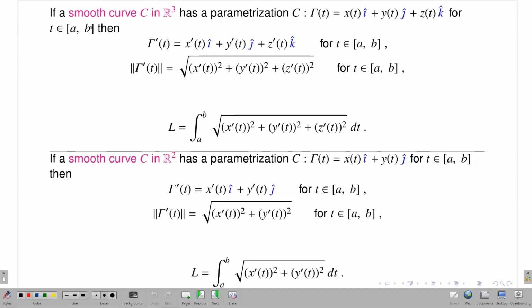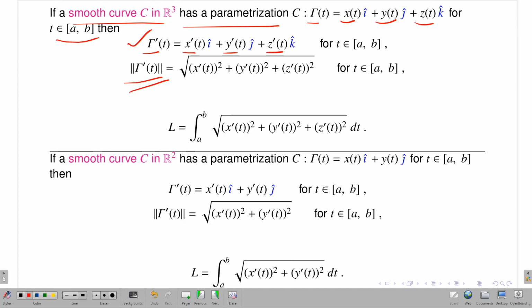So, suppose I have a smooth curve C in R3, that means it will have a parameterization gamma from some interval, a subset of R, to R3. Suppose C has a parameterization gamma whose first component is x, second component is y and third component is z, where t is running over the closed interval a to b. Since it is a smooth curve, gamma prime exists and it is continuous. What is my gamma prime? If the components of gamma are x, y, z, then gamma prime t is x prime t, y prime t, z prime t.